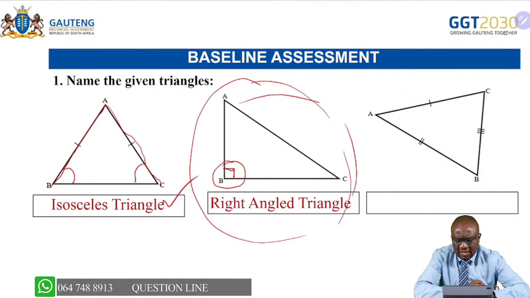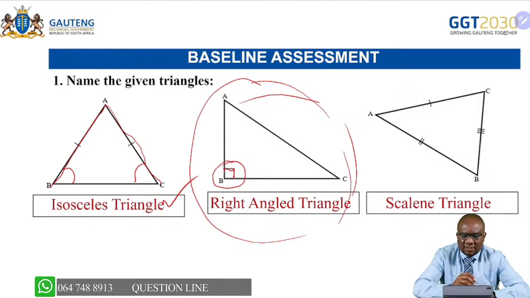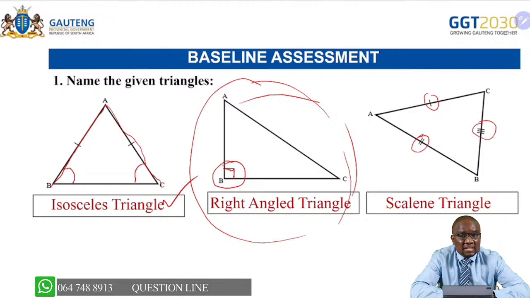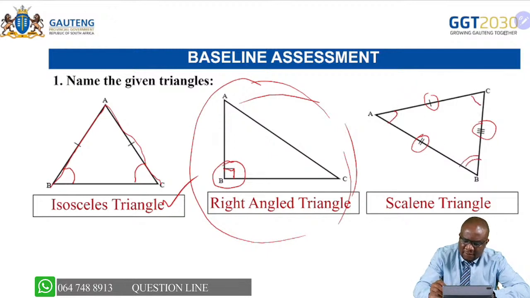Okay, and then we have the third triangle. What type of triangle is that? It's a scalene triangle. If you check this side, it is different from this one, and different from this one. All the 3 sides are different. Even the angles, you can say this angle is not the same as this angle, and not the same as this angle. So the angles also are different. That's a scalene triangle.